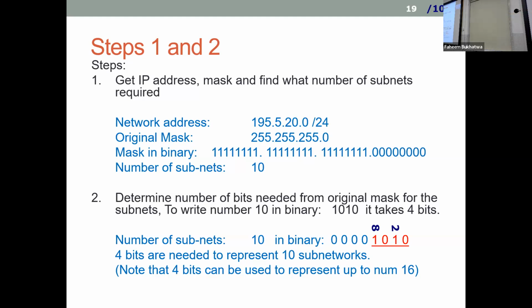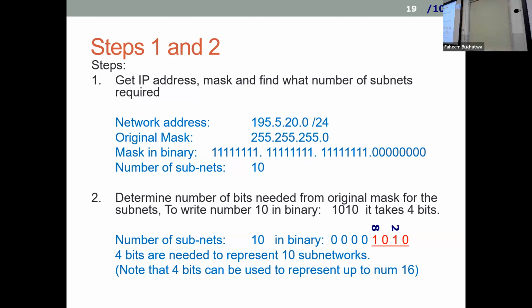1010. For those who don't know, the first column has the value 1, then 2, 4, 8. So if you want 10, it's 8 and 2: you put ones there and the others are zeros. That's how you convert. You need to be able to do a quick conversion from decimal to binary. Now, it looks like we need 4 bits just to identify the network.